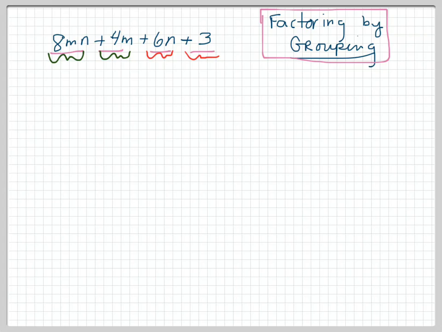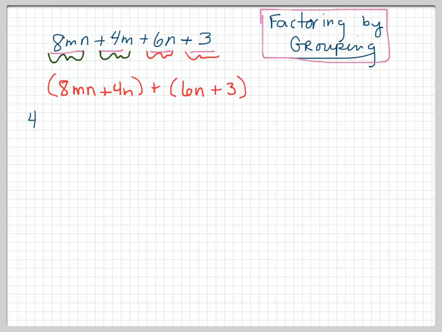Once you've found 2 pairs that have similarities like that, you group them. So I'm going to group the 8mn and the 4m together, and I'm going to group the 6n and the 3 together. Then I'm going to pull out that common part of them.